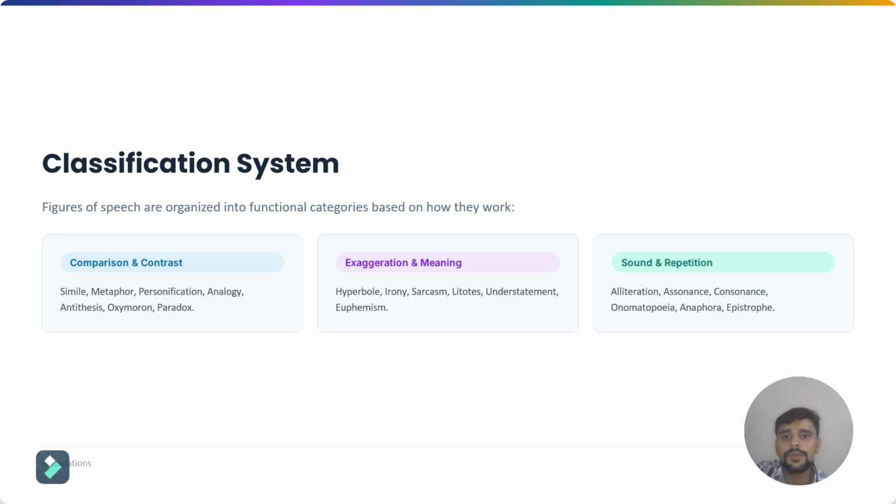The benefit of classification is very simple. Instead of asking which of these 20 definitions do I remember, you can ask what is happening in this sentence. Is there comparison? Is there exaggeration? Is there repetition? Is there contrast? Is there sound repetition? That gives your brain a shortcut.